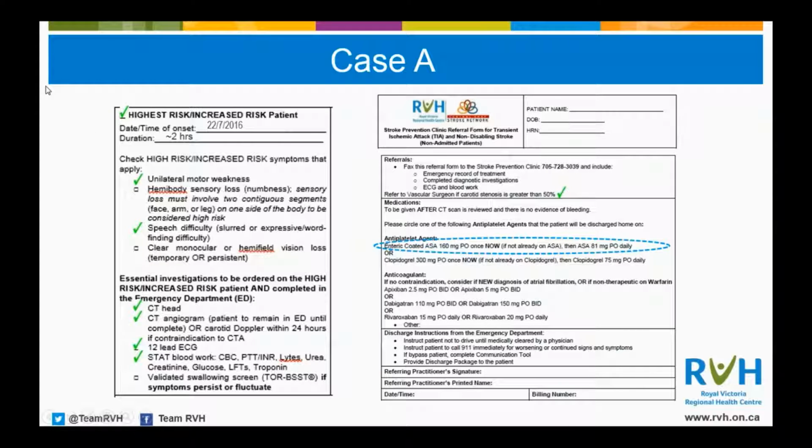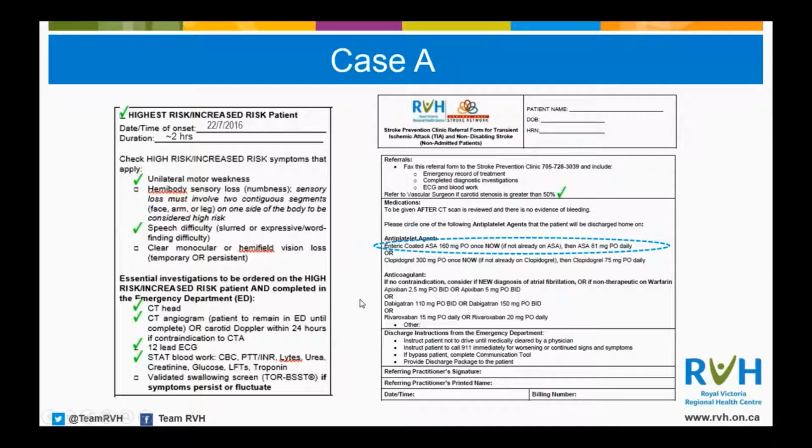Based on our patient's symptoms of right arm and leg weakness and a right facial droop and speech difficulty, we've clicked the relevant symptoms, which would put our patient at the highest or increased risk patient category. We have indicated the date and time of onset and have utilized this as a checklist, clicking off the relevant diagnostic investigations. We completed a CT head, a CT angiogram, which is preferred over a carotid Doppler as the patient had no contraindications to a CT angiogram, a 12-lead ECG, and stat blood work. A validated swallowing screen was not completed at this time because the patient's symptoms had completely resolved.